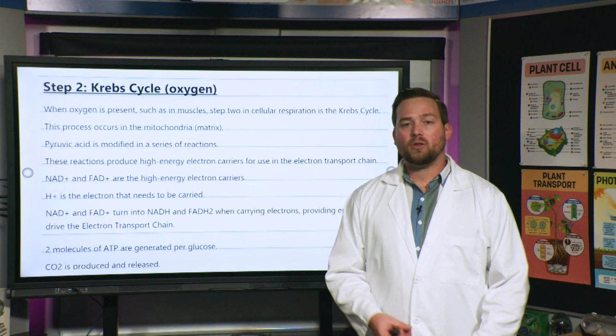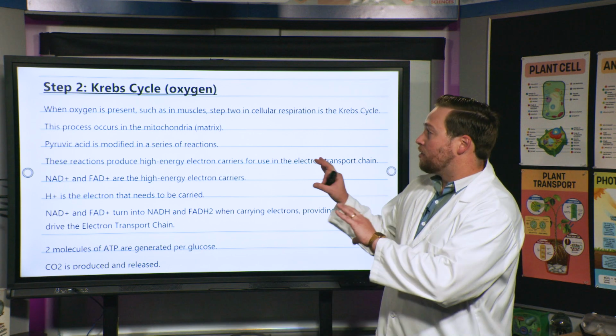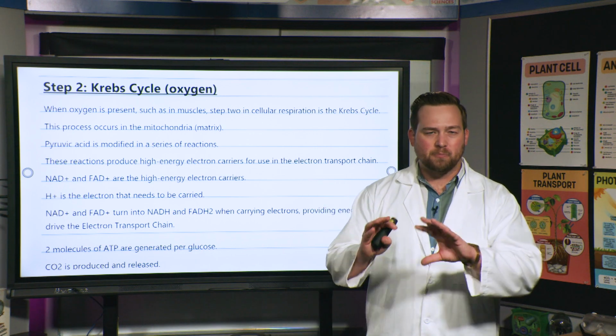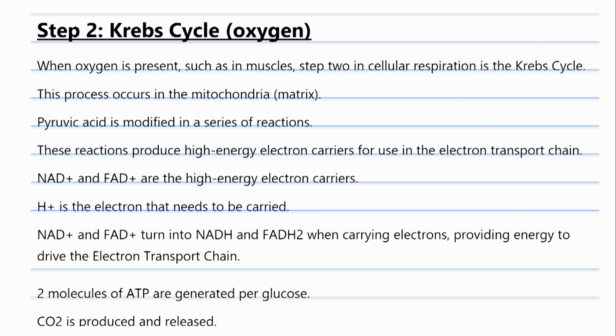So let's go through the Krebs cycle in a little bit more detail. I know the text is kind of small here, so just make sure you're paying attention the best you can, and I'll go through this with you real quickly. Okay, so for the Krebs cycle, when oxygen is present, such as in muscles, step 2 in cellular respiration is the Krebs cycle. This is happening in the mitochondria.